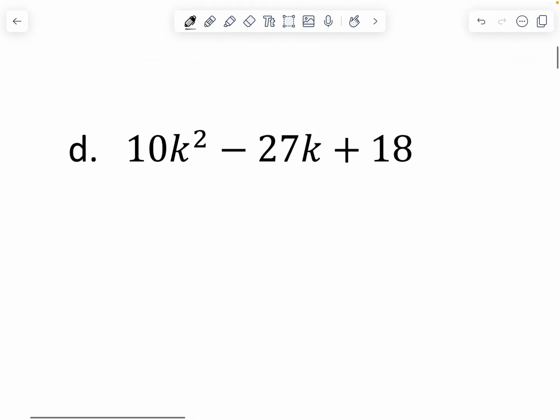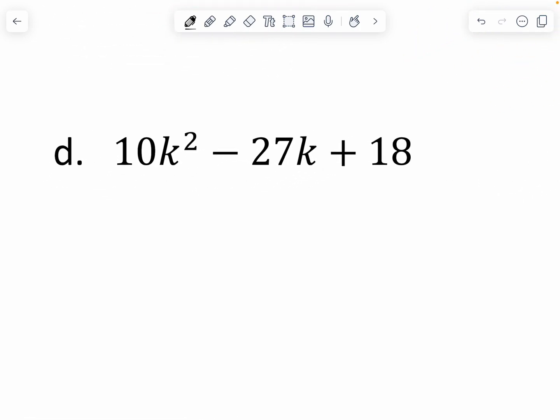Okay, my next one here, again, I'm always considering that greatest common factor. Unfortunately, 10 doesn't go into all three terms, 2 doesn't go into all three terms, and neither does 5. So I'm going to jump right away and start factoring this into two binomials if it's possible. So here's another example of where the a value, the first term, is composite, meaning that there are more than one option to multiply to 10. So I know I could do 10 times 1, or 10k times k, or I could do 5k times 2k.